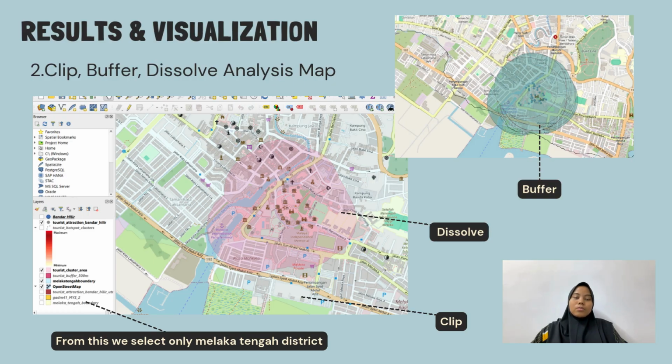So first, the clip was used with the Melaka Tengah boundary to extract tourist attraction points within the study area. Next, a 300-meter buffer was generated around each tourist attraction to represent walkable distance and accessibility. Finally, overlapping buffer areas were dissolved to identify zones where tourist attractions are closely concentrated. So these areas indicate locations with higher tourism activity and potential overcrowding.